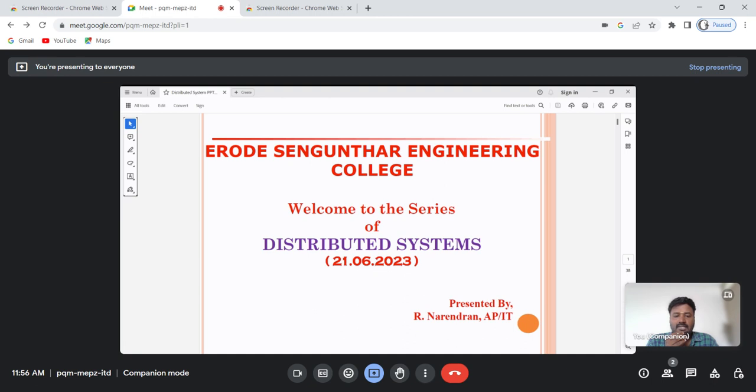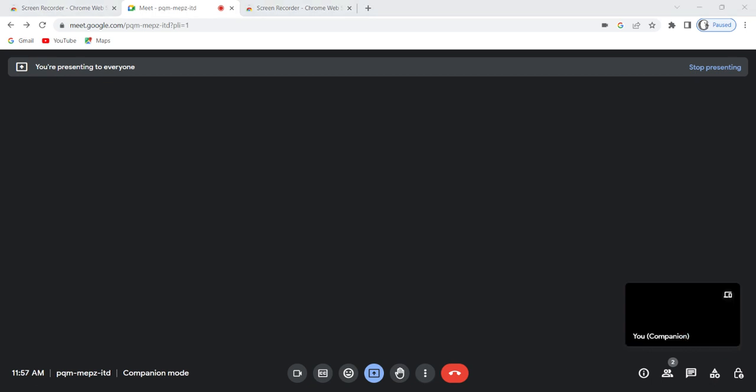So first of all, we shall see what is meant by distributed system. In this session, we are going to discuss what is distributed system, what are the types of distributed system, and what are the examples of distributed system. Followed by, we are going to discuss various advantages and disadvantages of distributed system. Finally, we will conclude with the overall topics in the session.